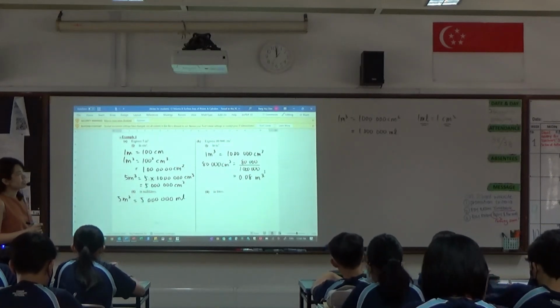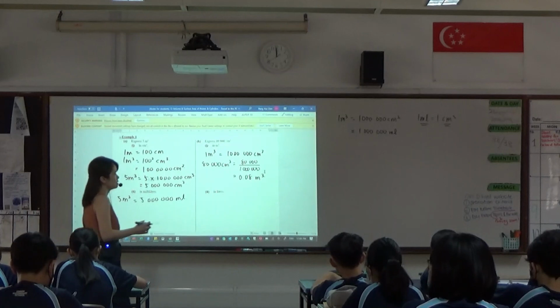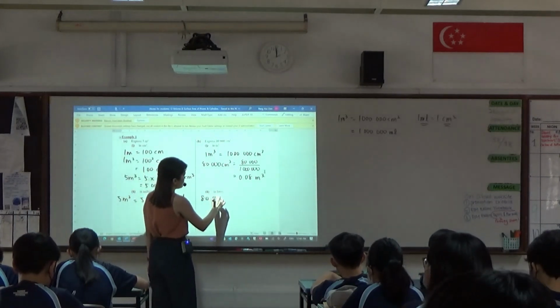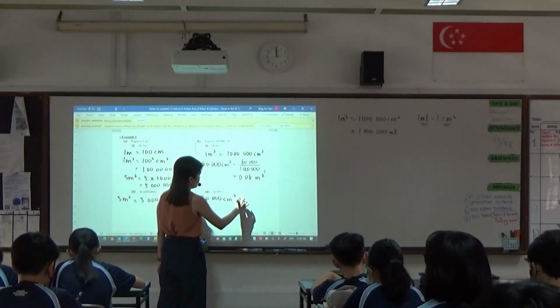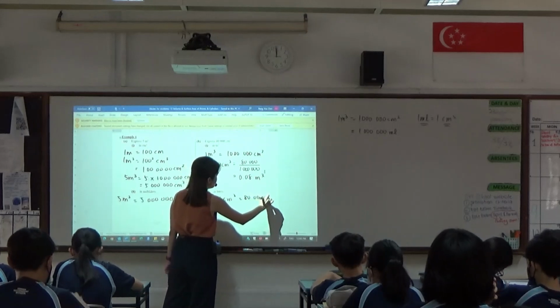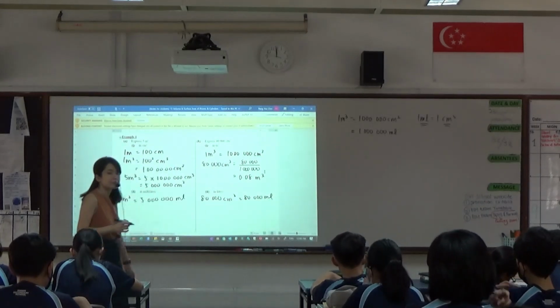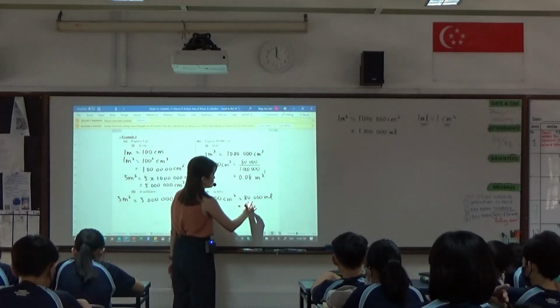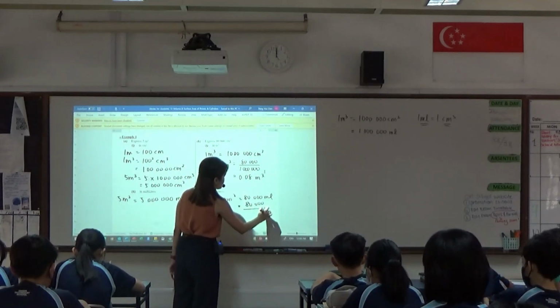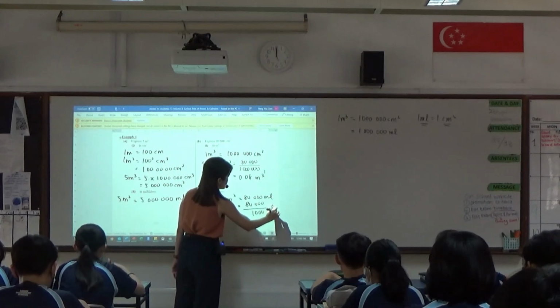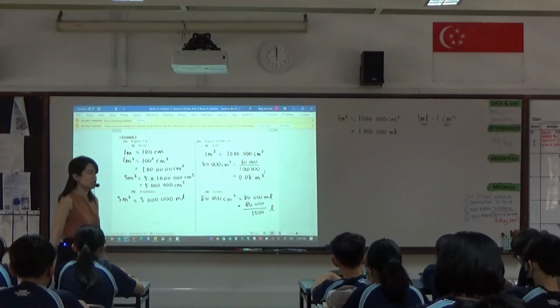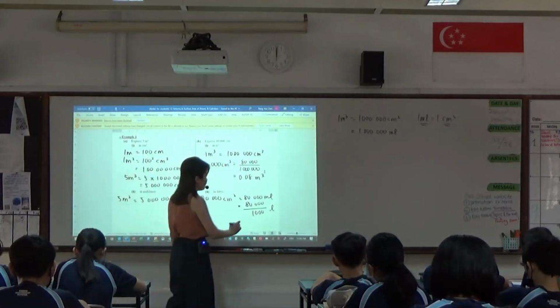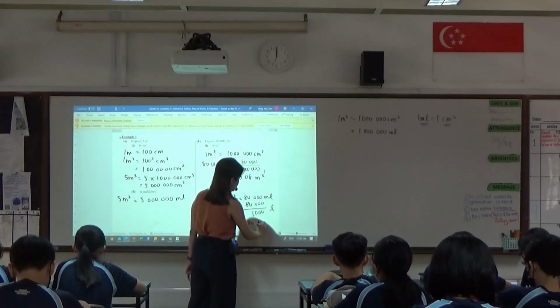Then to express it into liters, because 80,000 cm cube is actually 80,000 milliliters, and milliliters to liters, we know that we will divide by 1,000, in order to achieve liters. So therefore, it is equals to 80 liters.